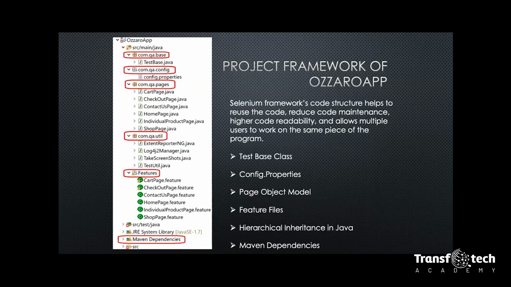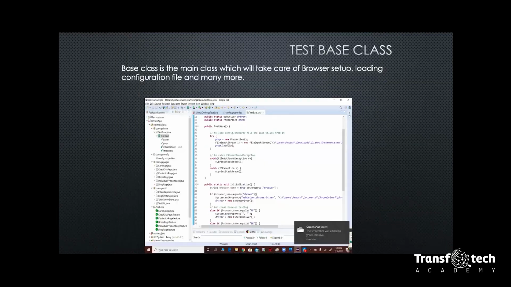Like here, we have the framework. On our left side, we can see, I don't know if it's visible to everyone, test base class, config.properties, page object model, feature files, hierarchical inheritance in Java, Maven dependencies. Here is the example of test base class.